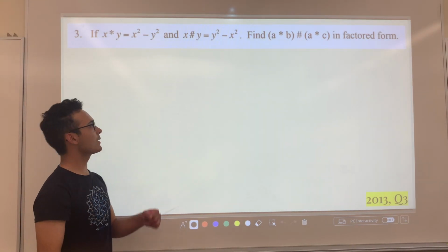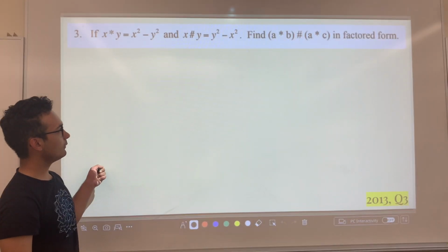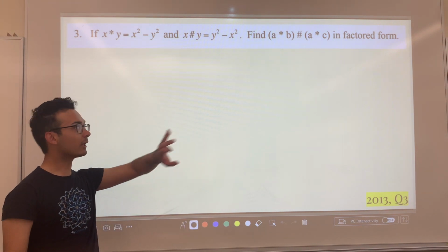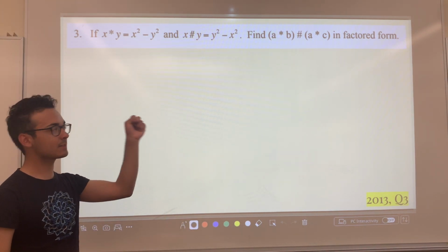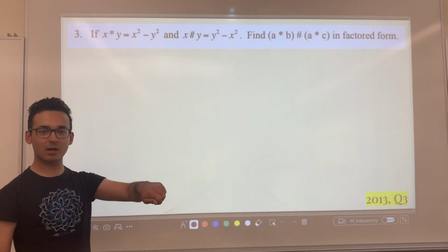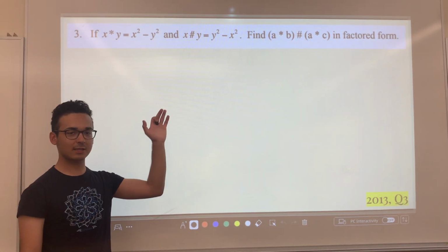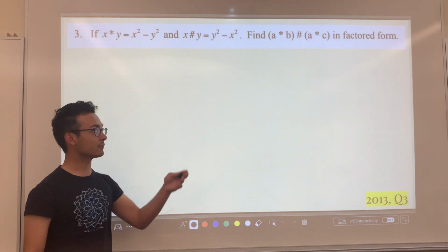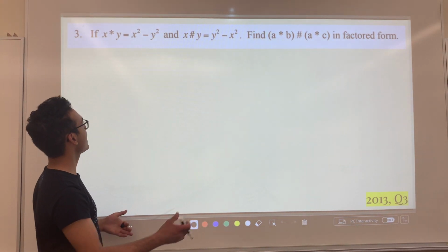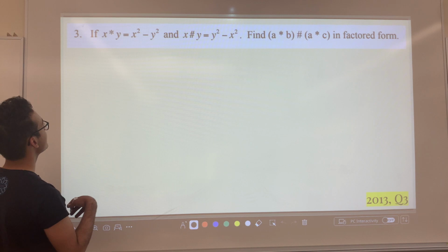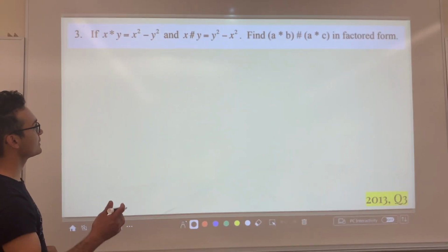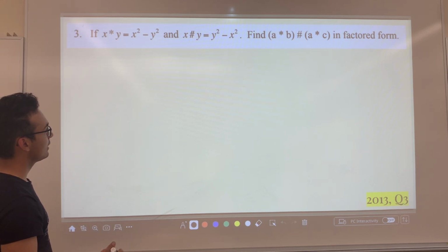All right, next question. So, this is similar to the last one in that they're not giving us any numbers to plug in. They're defining star operations, and then they're giving us letters to plug into the equation and to simplify those, or in this case, factor them. So let's do that. If x star y is equal to x squared minus y squared, and x hashtag y is equal to y squared minus x squared, find that in factored form.